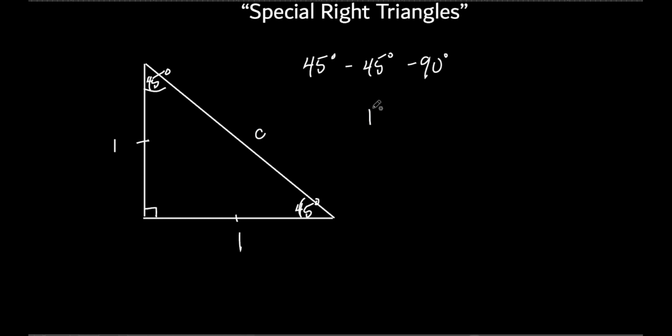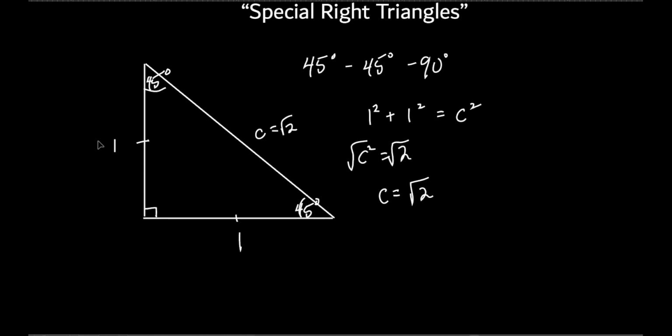So 1 squared plus 1 squared equals C squared. This is 1, this is 1. You add them up, it's 2. C squared equals 2. What's C equal to? Square root of 2. Why? Because I took the square root of this and the square root of that. So C equals the square root of 2.